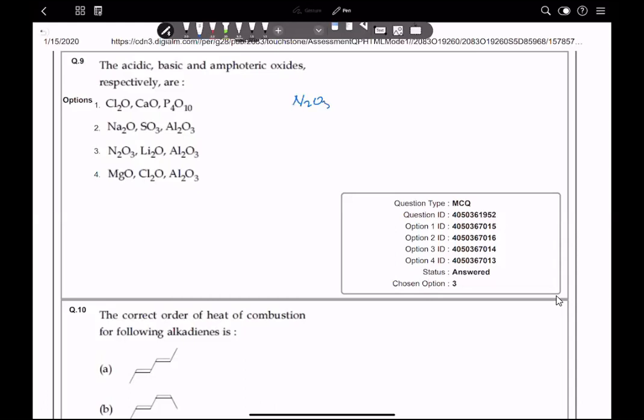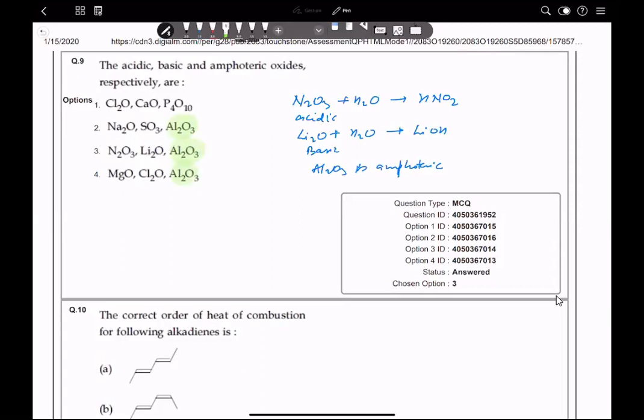Like N2O3, if you add water, it converts to HNO2. It is acidic. And Na2O, if we add water, it will form sodium hydroxide. That is basic. And Al2O3 is amphoteric. Okay. We need acidic, basic, and amphoteric. So the amphoteric oxide is definitely Al2O3. So out of these, 3 options will be the answer.